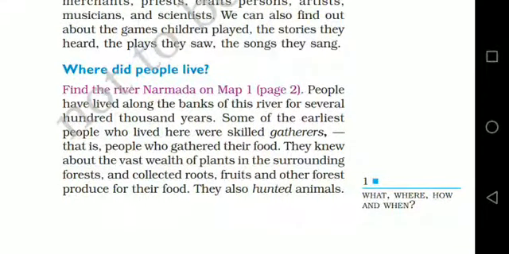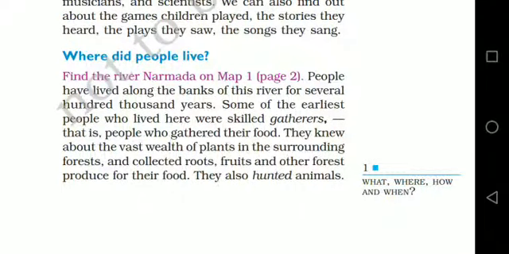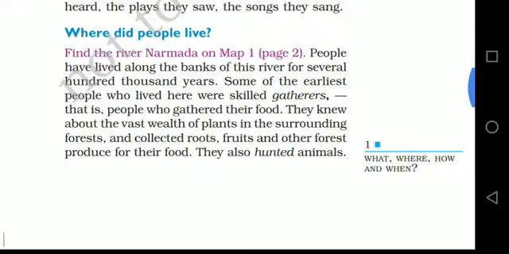Where did people live? Find the river Narmada on the map. People have lived along the banks of this river for several hundred thousand years. Some of the earliest people who lived here were hunter-gatherers, that is, people who gathered their food. They knew about the vast wealth of plants in the surrounding forest, collecting roots, fruits, and other forest produce for their food. They also hunted animals. So in this, guys, we can understand where people were living.